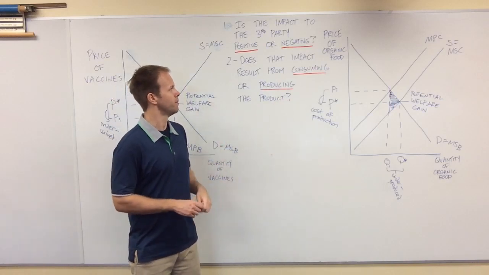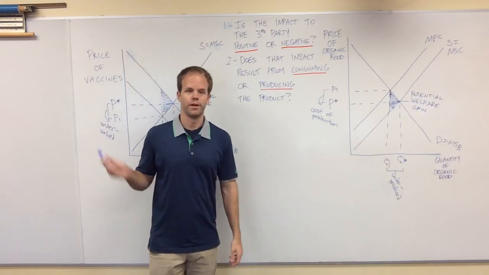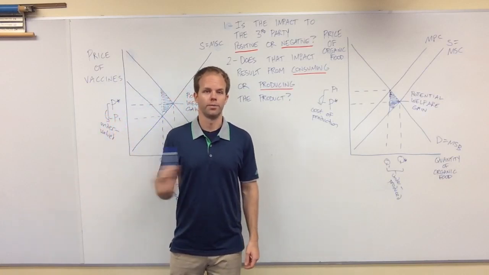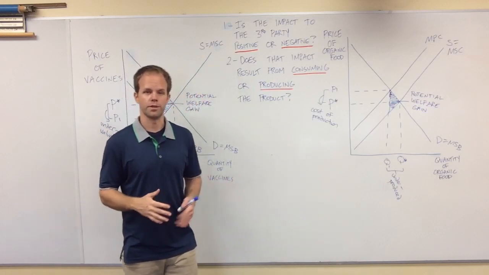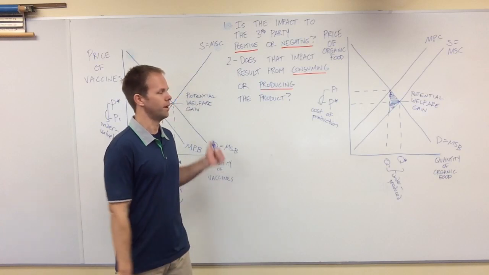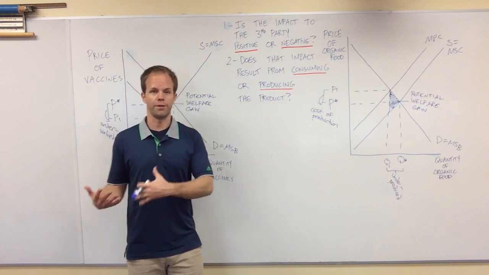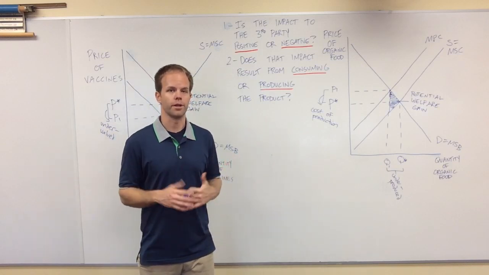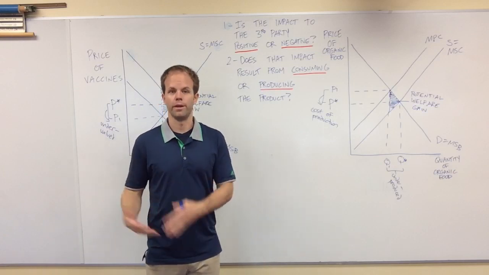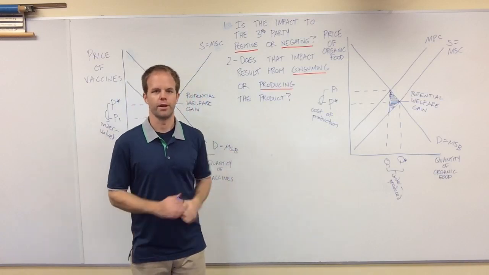And then for number two here, does that impact result from consuming the product or producing the product? Here it's the actual act of going and getting that vaccine in your bloodstream and fighting disease and boosting your immune system and stopping the spread of other disease. That is the third party impact, right? So this is consumption, and then here this is production, because the actual methods of production for producing organic food are better for the environment, generally speaking, than traditional farming methods, so that is a production externality.